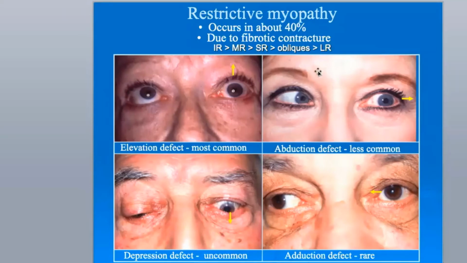For example this one. This right eye is adducting, so ADD, adduction, all right? And left eye is abducting. All right. So what you look for in both eyes, it should move symmetrically. If it doesn't move symmetrically, suspect some restriction.